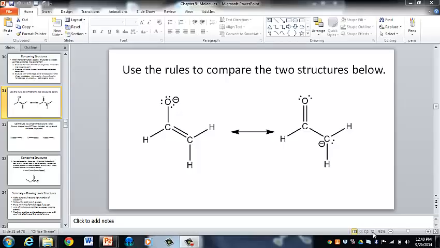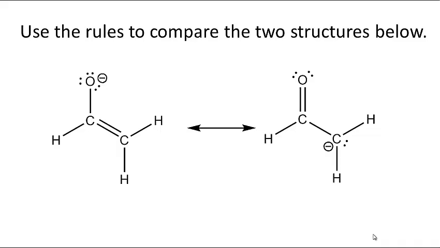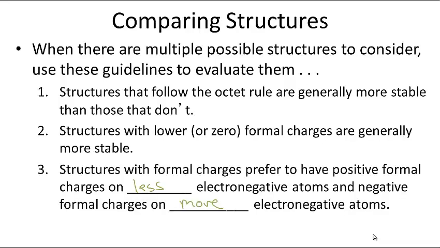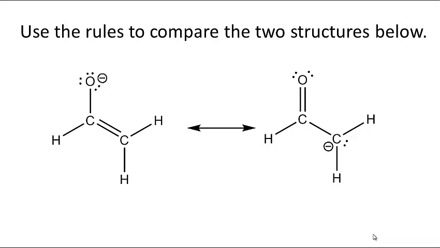Okay, so when we last left off, we had talked about the rules for comparing possible structures. Structures that follow the octet rule are generally more stable. Structures with lower formal charges are generally more stable. Structures with formal charges prefer to have positive on the less electronegative and negative on the more electronegative. So let's use these rules and decide which one of these two structures below is preferable.